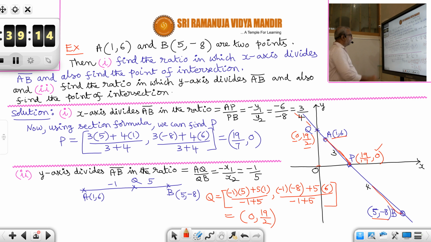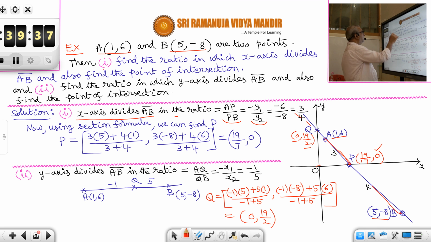This is the question. So we'll use the formula. A and B are given. So what is the formula? X-axis divides AB in what ratio? Formula is minus y1 by y2. See, in the diagram, x-axis divides means AP by PB only. The formula is minus y1 by y2.